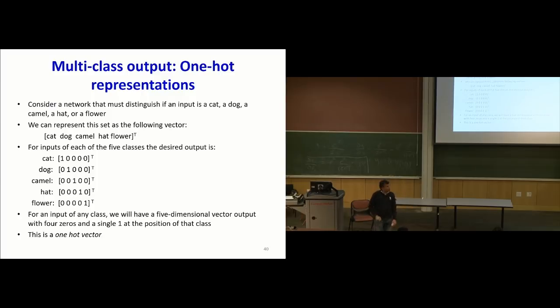If you want the output to be a camel, then the output is going to be a 1 in the camel position and 0 elsewhere. So every target output is going to have as many dimensions as the number of classes, but the desired value is going to be 0 for all the non-target classes and 1 for the target class. This is what we will call a one-hot vector, because there's only one entry which is hot, the rest are cold.